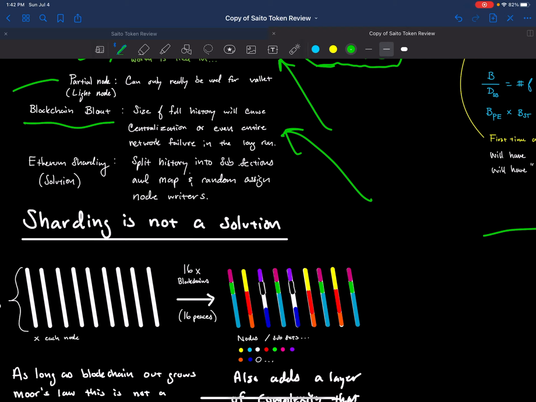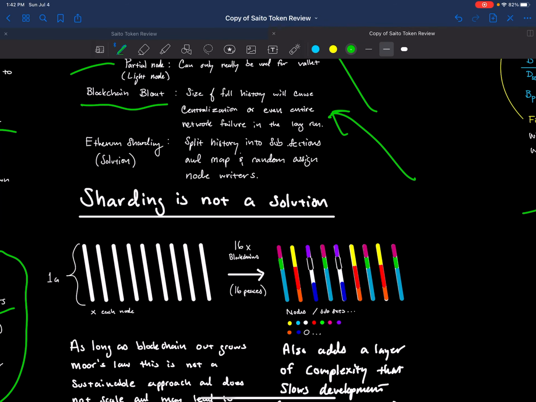Okay, so Bitcoin, it's not the biggest deal because it could be hundreds of years before it's an issue. Hundreds of years, no one cares about that. That's hundreds of years down the line. But for a scalable blockchain, it is an issue. So Ethereum sharding is not a solution. I'm going to tell you why.